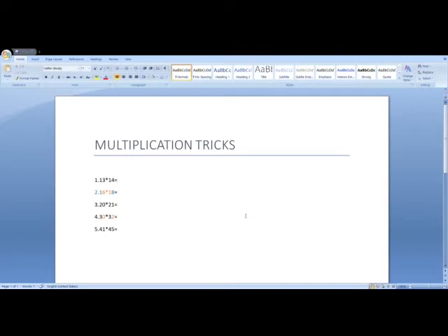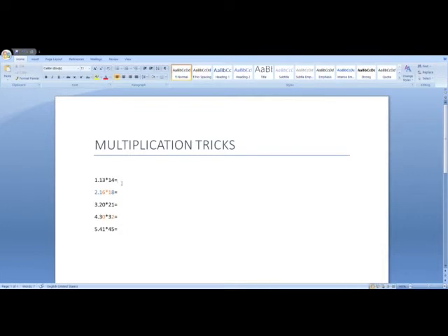Today we are discussing multiplication tricks. Let us learn the tricks to solve multiplications very easily. Here we are using Vedic math tricks. There are 5 questions listed here. The first question is 13 into 14.